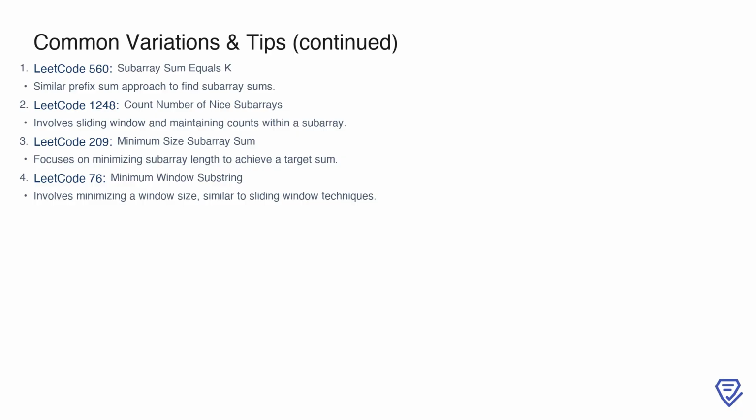Another related problem is LeetCode 209, minimum size subarray sum, which also focuses on minimizing the length of subarrays to achieve a target sum. Finally, LeetCode 76, minimum window substring, revolves around minimizing a window size, making it a valuable reference for understanding sliding window techniques. Familiarity with these problems can deepen your understanding of the patterns and strategies involved.